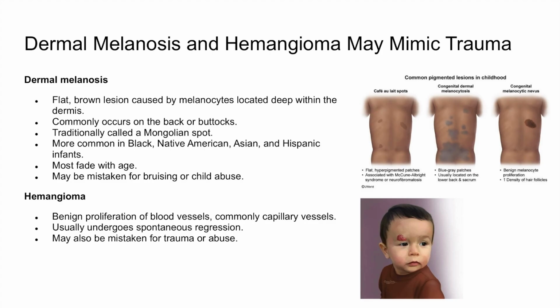Infantile hemangiomas are benign vascular tumors that frequently become more visible during the first weeks of life, undergo a proliferative phase, and then gradually involute. They may also be mistaken for trauma, but their red vesicular appearance and characteristic growth pattern help distinguish them.